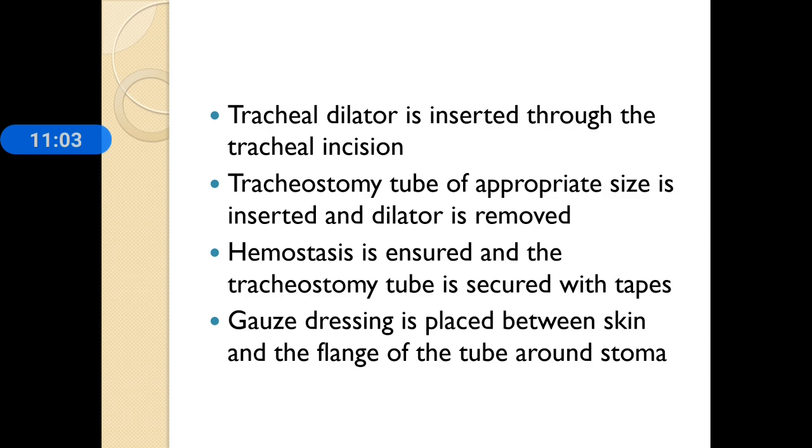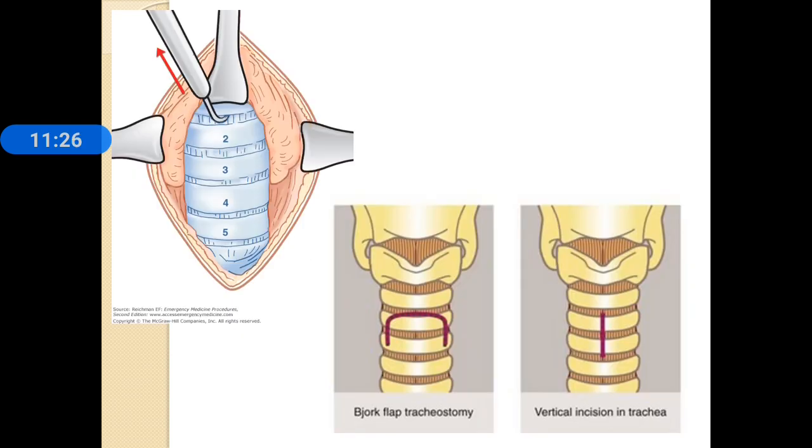The tracheal dilator is inserted through the tracheal incision. Tracheostomy tube of appropriate size is inserted and the dilator is then removed. Hemostasis ensured, tracheostomy tube is secured with tapes. The gauze dressing is placed between the skin and the flanges of the tube around the stoma. So this is how it looks like.